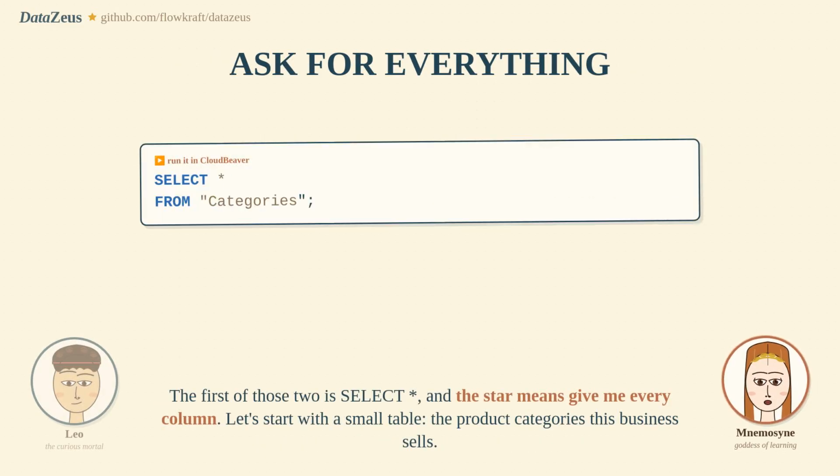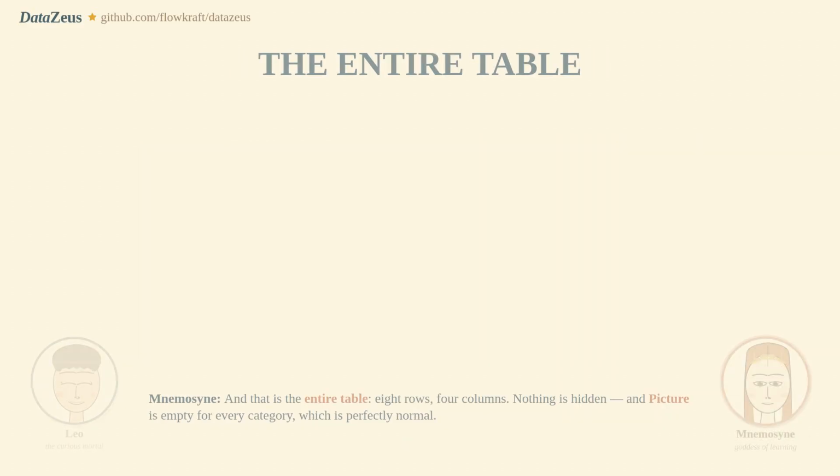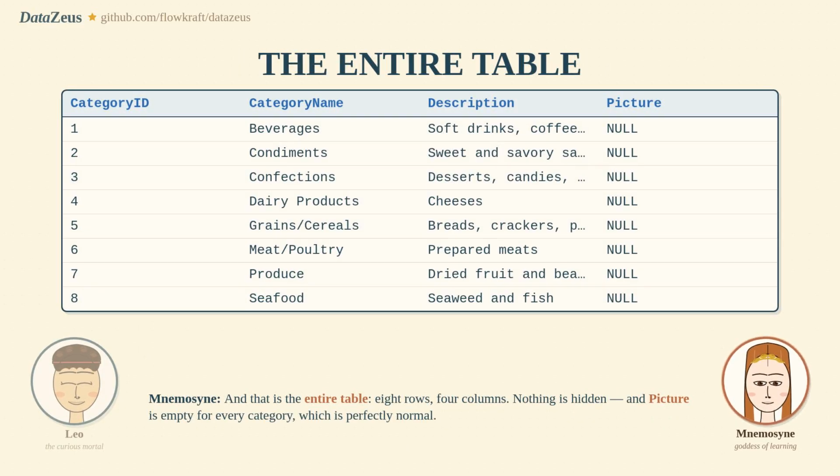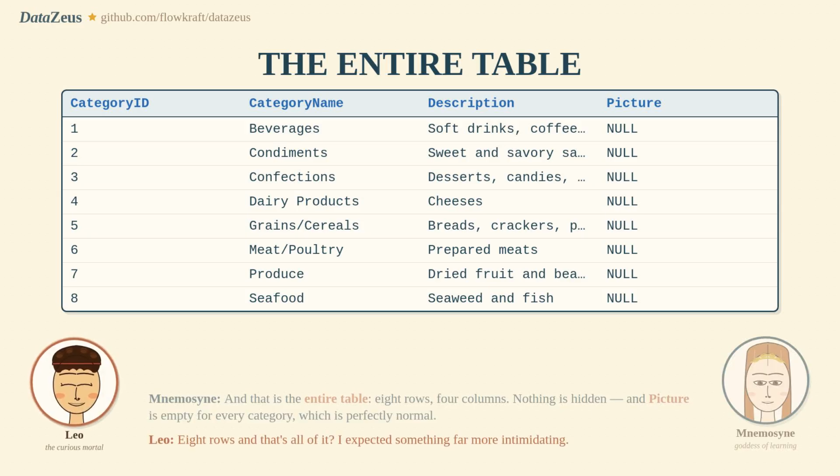The first of those 2 is select star, and the star means give me every column. Let's start with a small table, the product categories this business sells. And that is the entire table. 8 rows, 4 columns. Nothing is hidden, and picture is empty for every category, which is perfectly normal. You now know what this business means by a category. 8 rows, and that is all of it? I expected something far more intimidating.